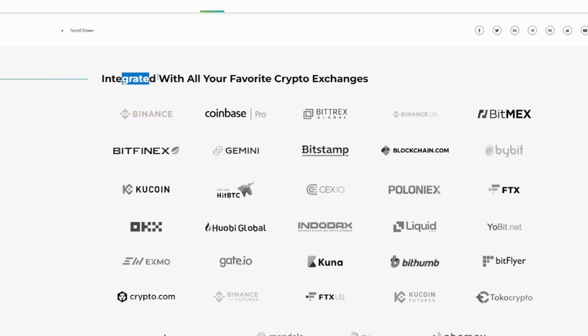You can actually see some of the integrations with all your favorite crypto exchanges, whether that's Binance, Coinbase Pro, Bittrex, BitMEX, Bitfinex. KuCoin is a huge one. Crypto.com is another big one. There's many, many ways to view your entire portfolio with one easy platform, and that's GoodCrypto.